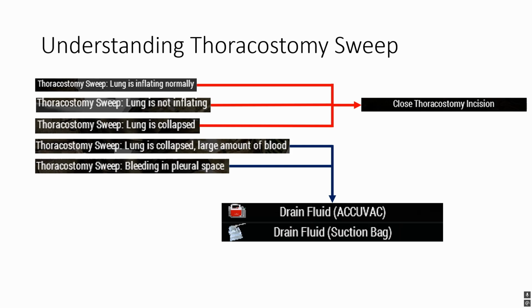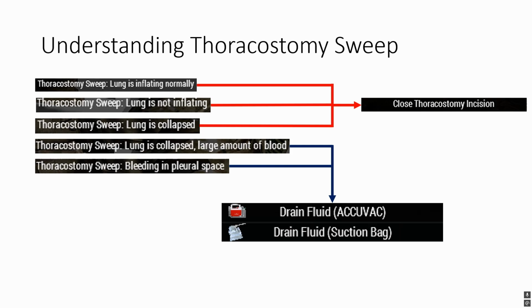The third one, lung is collapsed. If you have only lung collapsed without any additional comments on that, this means that your patient had a tension pneumothorax. This means that you can close that incision because that issue has been fixed already by that thoracostomy. Just keep in mind to slap on a chest seal if you haven't done that already.